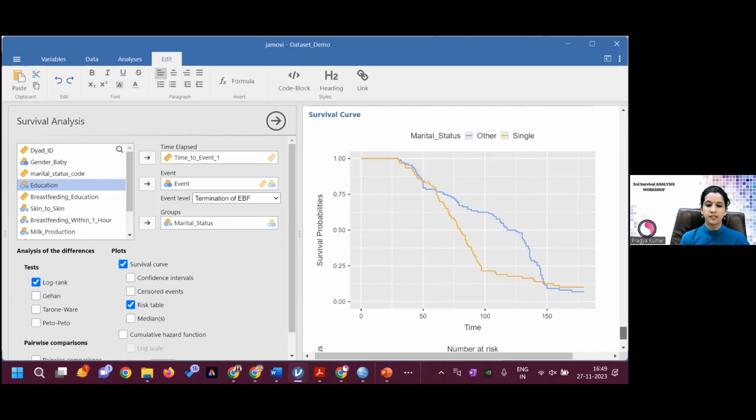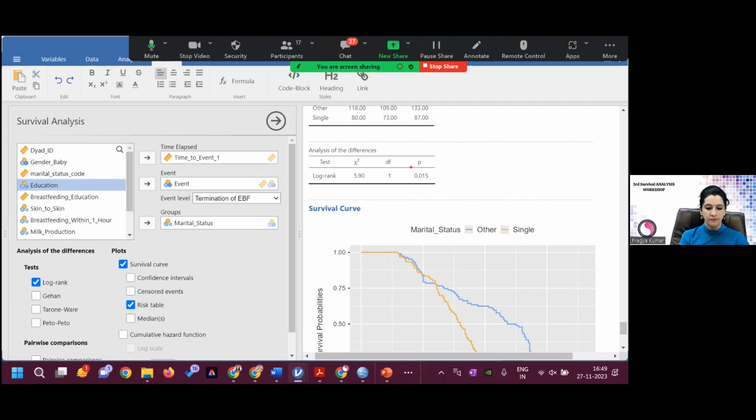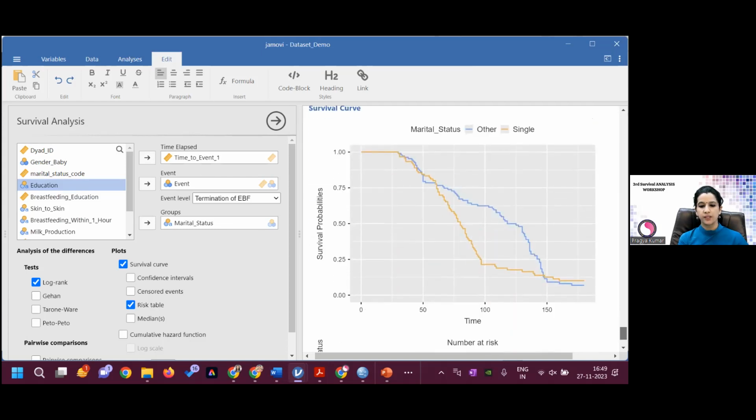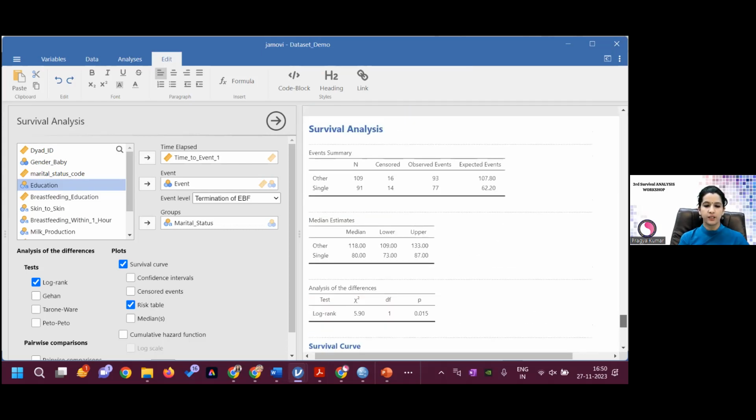So marital status, if you see the value of log rank, you will see that it was significant across the marital status. Can you see? The log rank p-value is 0.015. And by graph also you can see that this is quite wide as compared to the previous one. This is the risk set for this. And if you see here, this is the median survival time.